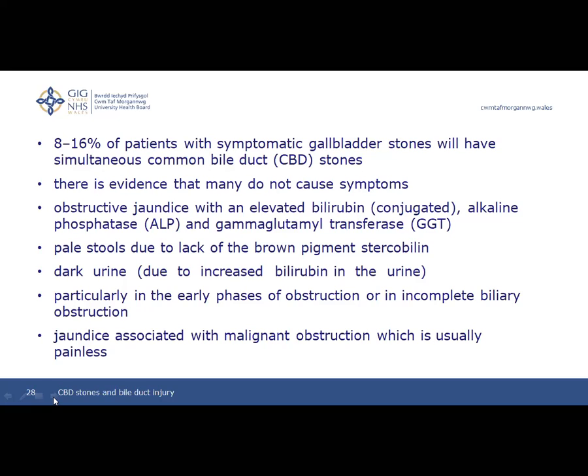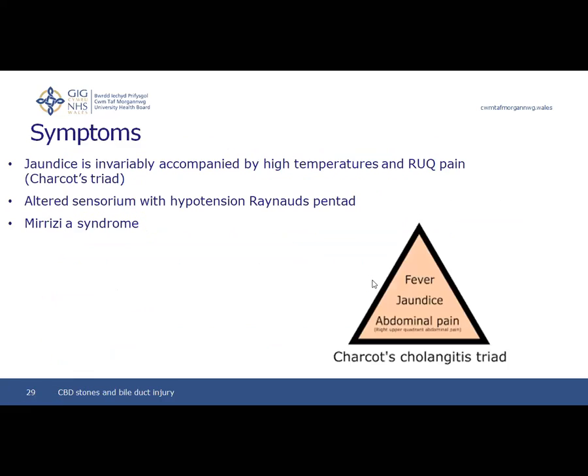So the next slide is the symptoms. The classical symptom of any common bile duct stone is Charcot's triad, or Charcot's cholangitis triad. So usually the patient presents with fever, jaundice, and right upper quadrant pain or epigastric pain. When it is with hypotension and altered sensorium, the symptoms are named as Reynolds' pentad.